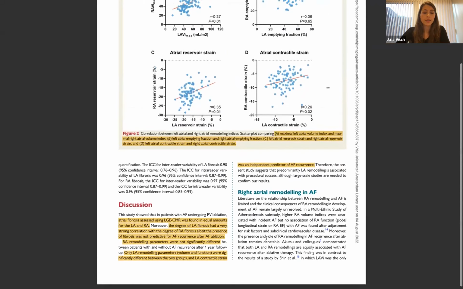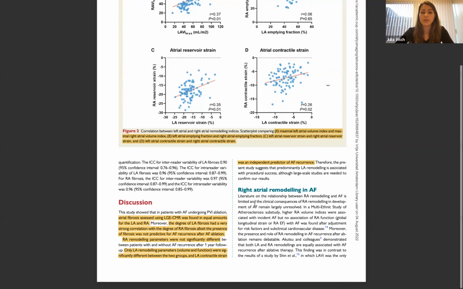So to summarize, this study showed that atrial fibrosis assessed by LGE CMR was found in equal amounts in the left and right atrium. And also the degree of left atrial fibrosis had a very strong correlation with the degree of fibrosis in the right atrium. But this amount of fibrosis was not predictive of atrial fibrillation recurrence after ablation. The right atrial remodeling parameters did not significantly differ between the recurrence group and the non-recurrence group, where this was the case for the left atrial remodeling parameters. And especially left atrial contractile strain was an independent predictor of AF recurrence.